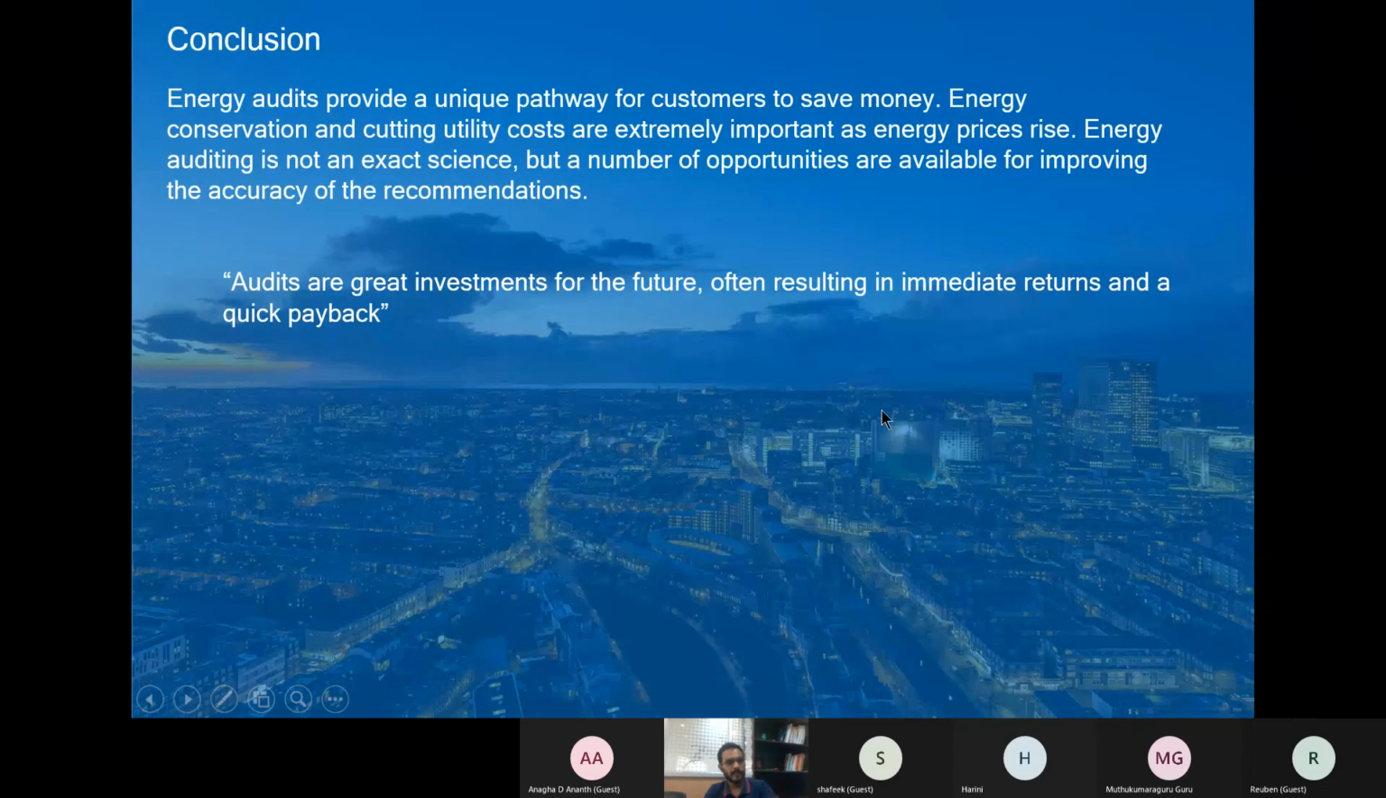So, energy audit provides a unique pathway for customers to save money. Energy conservation and cutting utility costs are extremely important as energy prices rise day to day. Energy auditing is not an exact science, but a number of opportunities are available for improving the accuracy of the recommendations. Techniques which may be appropriate for small scale energy audits can introduce significant errors into the analysis for large complex facilities.